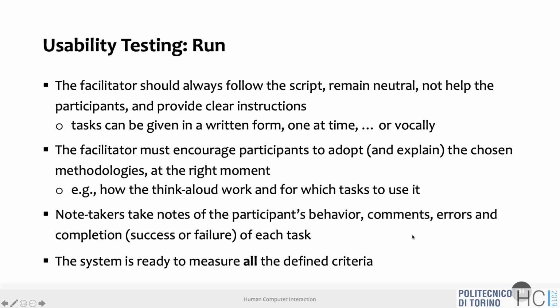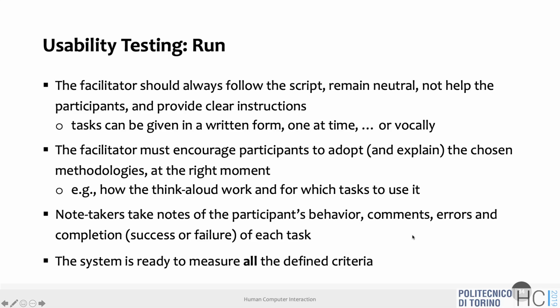While running the usability testing, the facilitator should always follow the script so that everybody receives the same identical information, remain neutral, not give suggestions or hints, not help the participant, and provide clear instruction. Tasks typically are given in written form, one at a time. In some cases they are also given vocally, or alternatively written or vocally, depending on the task. If it has some important details, it's always better to have a written task and repeat it vocally.